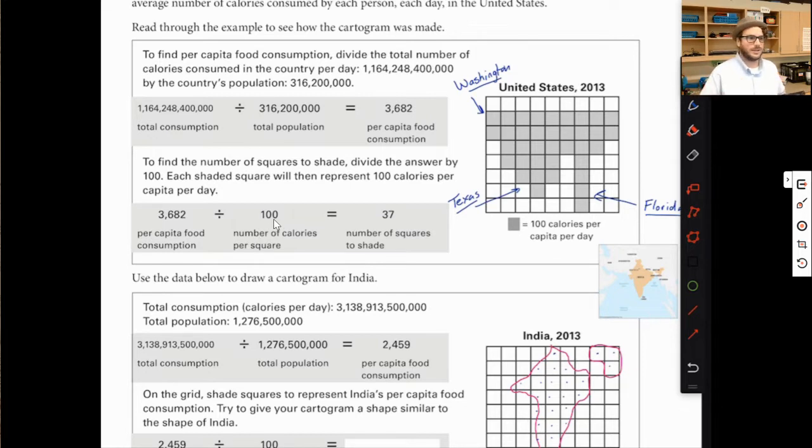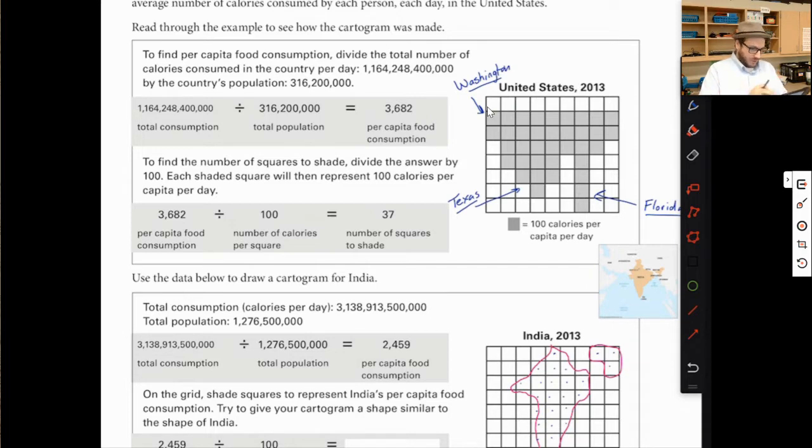Now, you don't need to know how to calculate this, but you do need to know how many squares we need. In this case, when we divide by 100, we got about 37 squares. And so they filled in 37 squares, and they tried to make it look like the United States. They kind of failed, but that's fine. This is Florida, Texas, here's Washington.